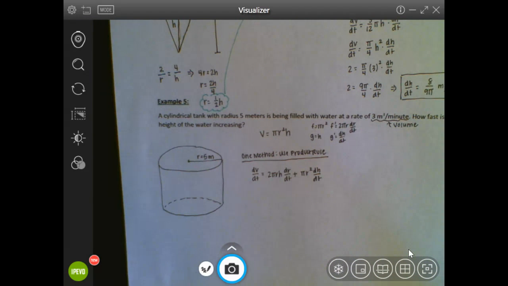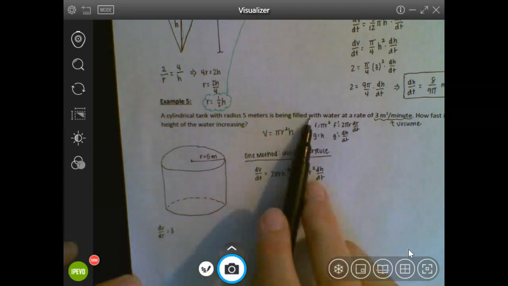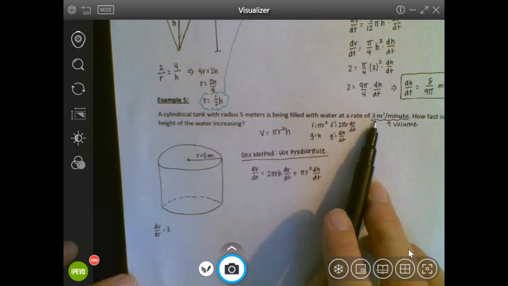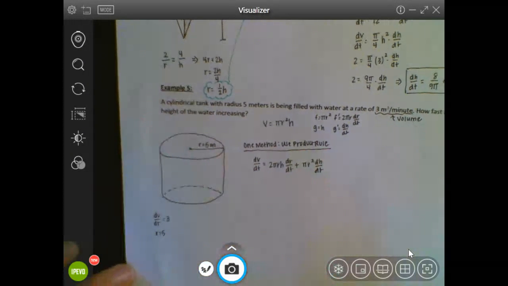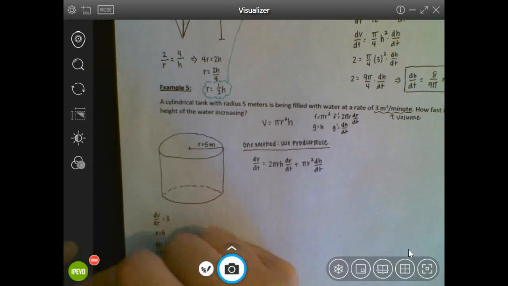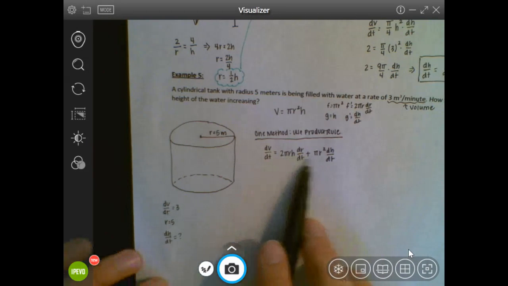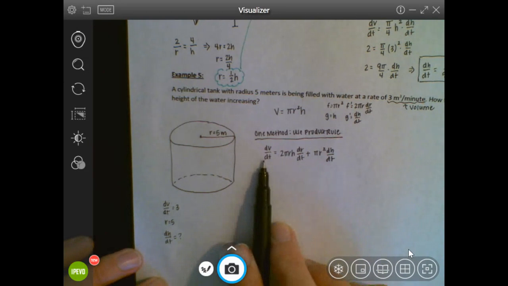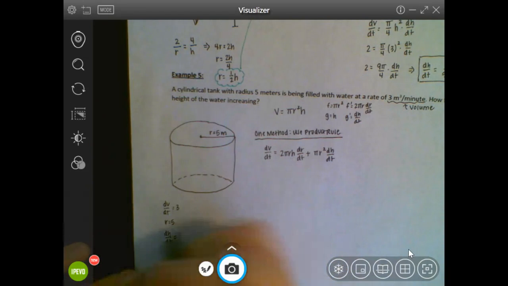Okay, so we know a couple things. We know that dV/dt is 3, and it's being filled, so we know that our dV/dt is going to be positive. We know that the radius is 5, and we know that we want to find dH/dt. So basically, that's all we know right now. If we look at the variables that we have here, we have dV/dt, we have the radius. The thing that we are missing here is actually two things. We don't have the height or the dr/dt.